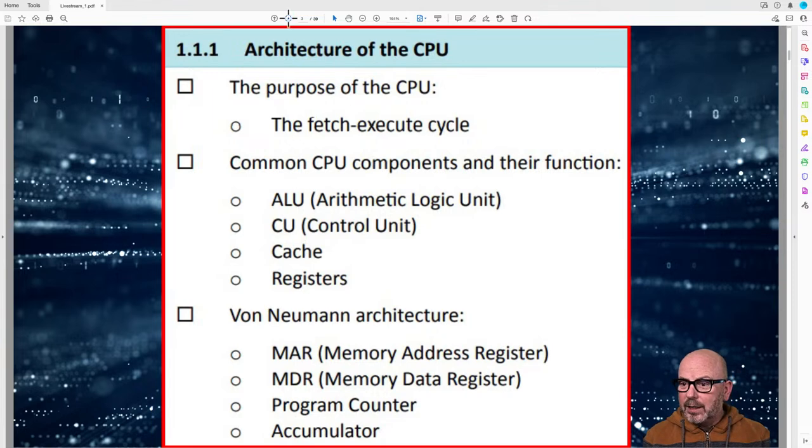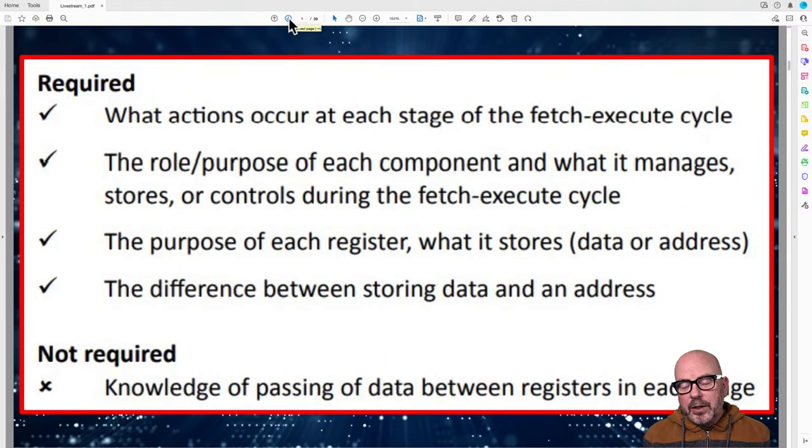Hang on a second. There we go. So you need to know what the actions are that happen at each stage of the fetch decode execute cycle, what each component does, the purpose of each register, and the difference between storing data and an address. And that, of course, has got to do with the von Neumann architecture, which separates data and addresses. And in fact, the whole setup is that way.